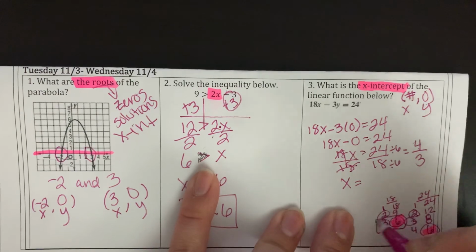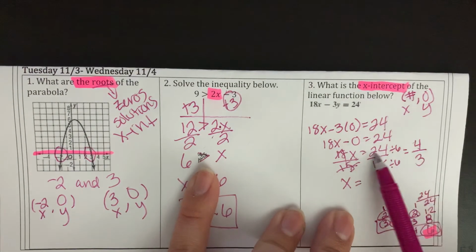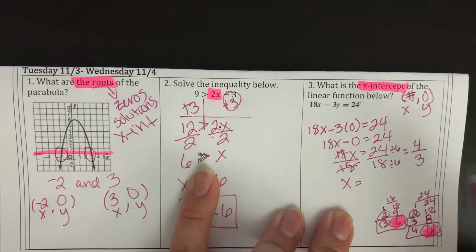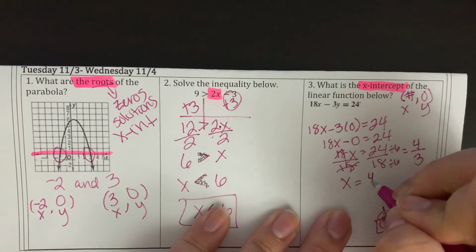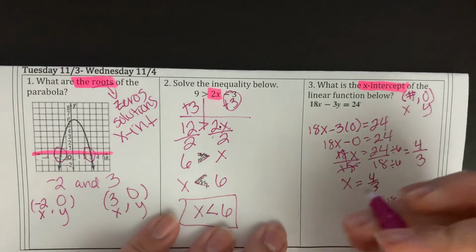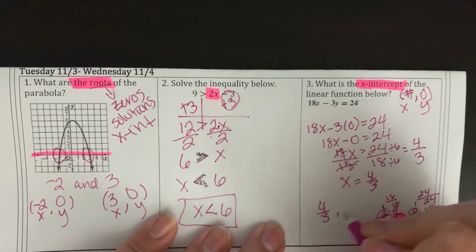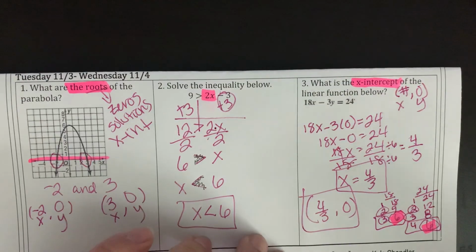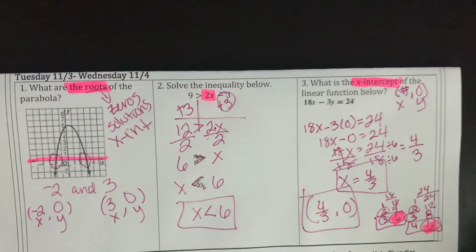And we get that from here, right? 24 divided by 6 is 4. 18 divided by 6 is 3. So x is 4 over 3. So our x-intercept is at 4 over 3, comma 0. Either one of these answers, right? Ordered pair form, and then just answer. There you go.